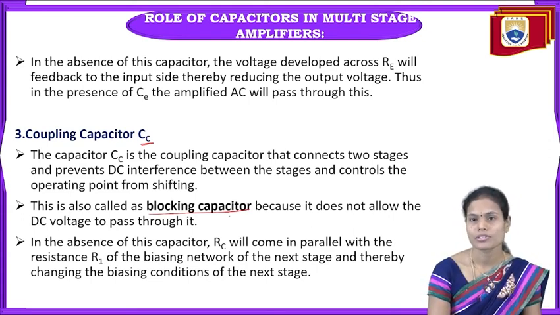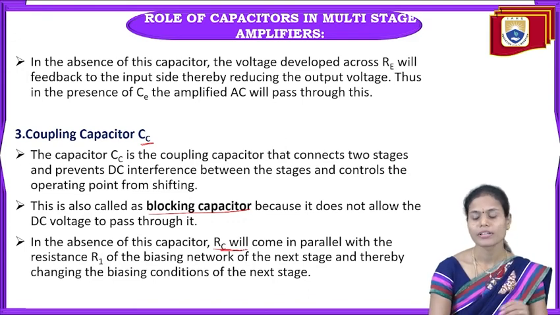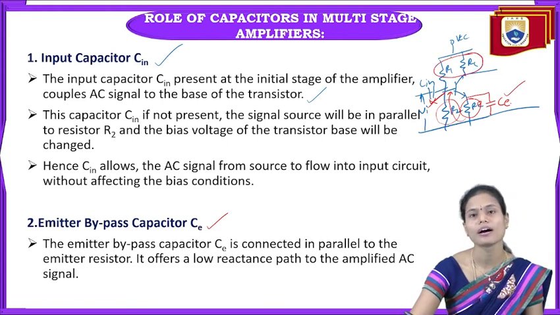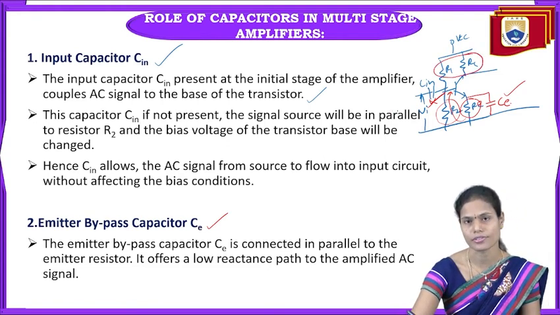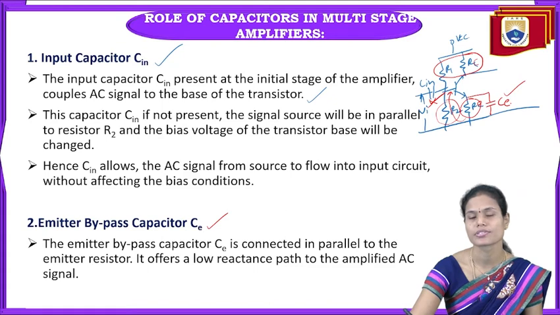Suppose this coupling capacitor is not included between the stages. Then the output generated across the first stage will come in parallel with the RC resistor, that is, the RC resistance will come in parallel with the R1 resistance of the transistor. Once this resistor combination comes in, again there is a change in the biasing conditions of the transistor and there is an effect on the amplifier stages.